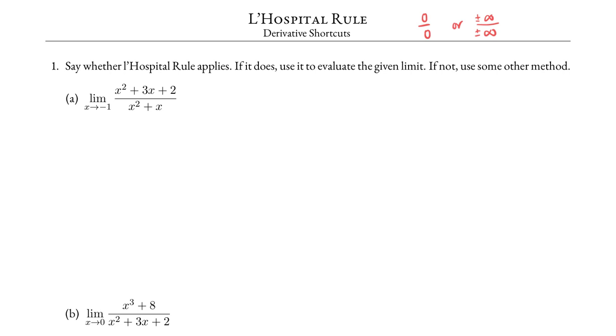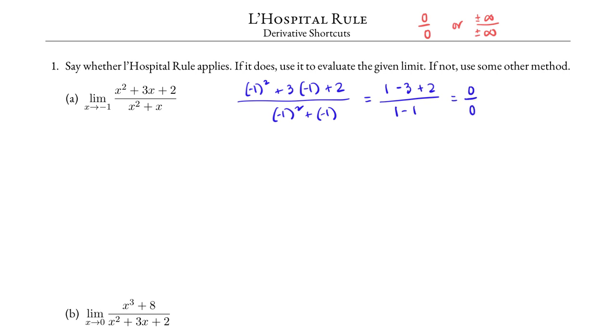For part A, we first evaluate this expression to see if it is in indeterminate form. This is not the limit yet, but if we plugged in -1, we have -1 squared plus 3 times -1 plus 2 over -1 squared plus -1. This is positive 1 minus 3 plus 2 over positive 1 minus 1, which is 3 minus 3 is 0, 1 minus 1 is 0. So yes, it is in indeterminate form.